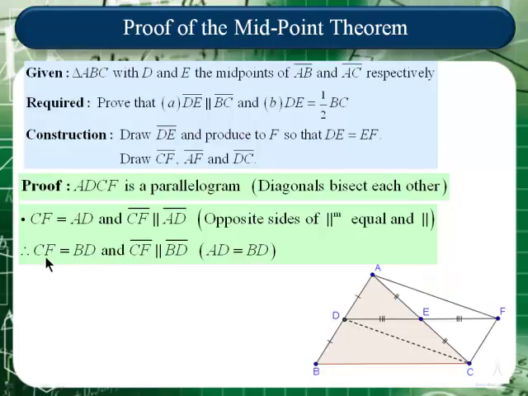But CF is equal to BD. What is the reason behind that? Because AD is equal to BD, D being the midpoint of AB. So really I proceed from there, from AD, and I say that AD is equal to BD because D is the midpoint of AB.